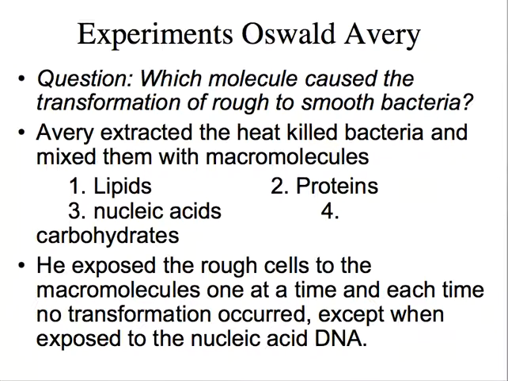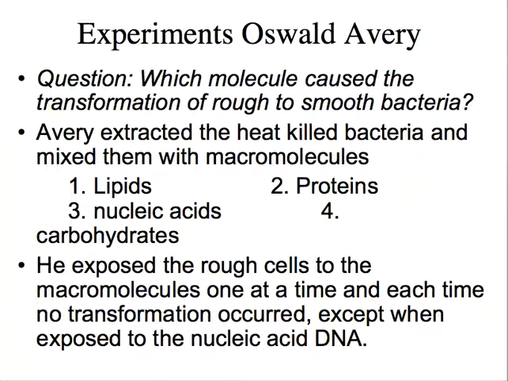All right, going on a little bit further, we have the Griffith experiment showing that something is passed on or transformed. Now, Oswald Avery poses the question: which molecule caused the transformation of rough to smooth bacteria? Why did it change? Well, he took the heat-killed bacteria, extracted it, and mixed it with our 4 main macromolecules. Remember, we've covered lipids, proteins, carbohydrates, and nucleic acids. All of those we've covered before.